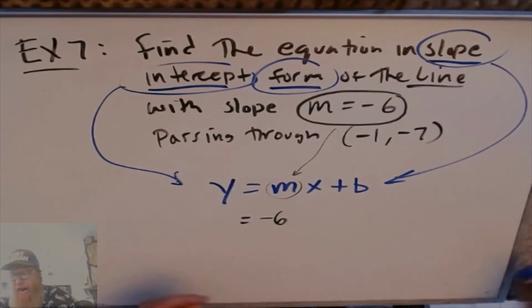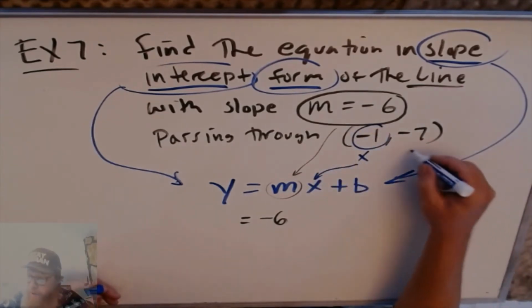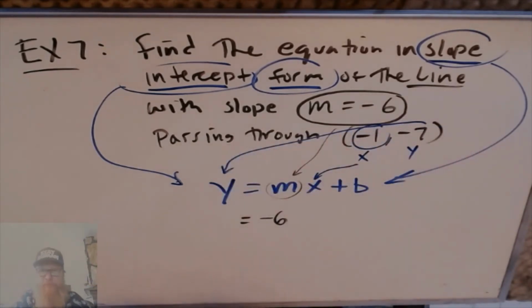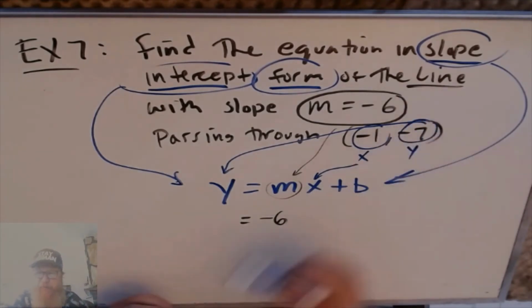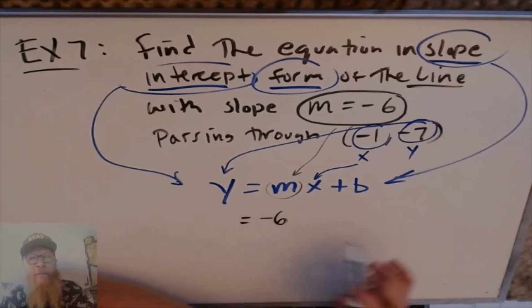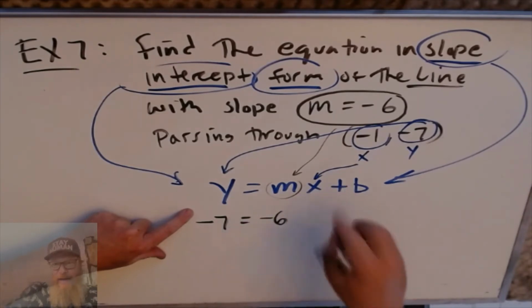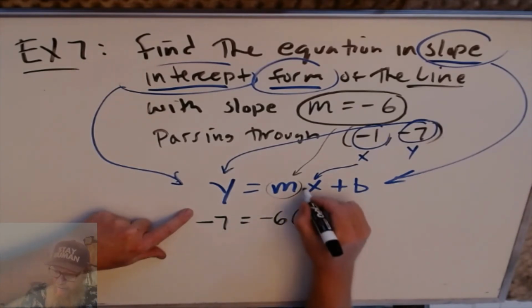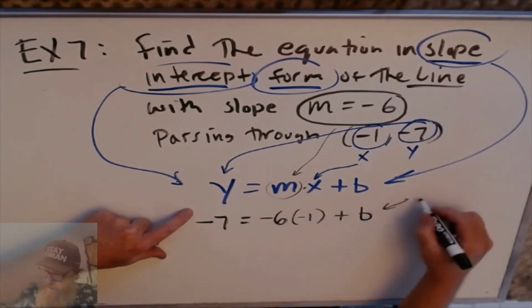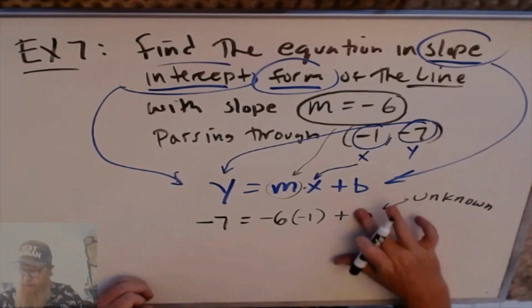You know that your x is -1. And you know that your y is -7. Now be careful. In slope-intercept form, it's reverse alphabetical. So the y is on the left-hand side. That's -7. And then the x is on the right-hand side. We don't know what b is. B is the unknown value.